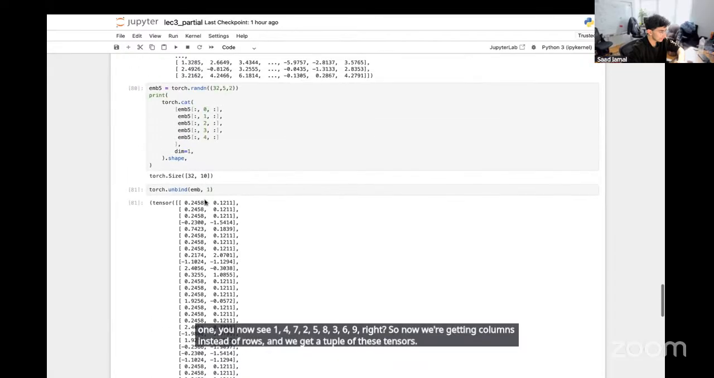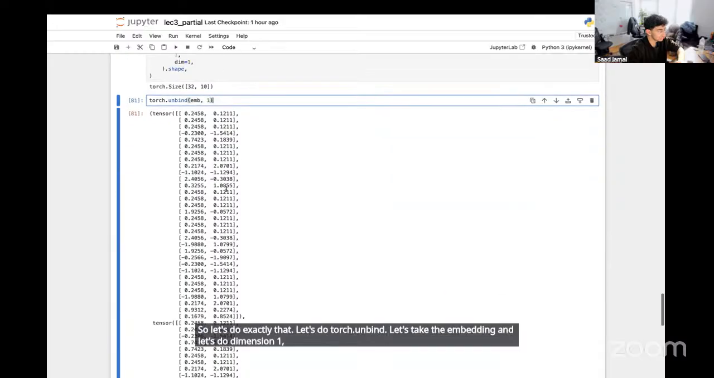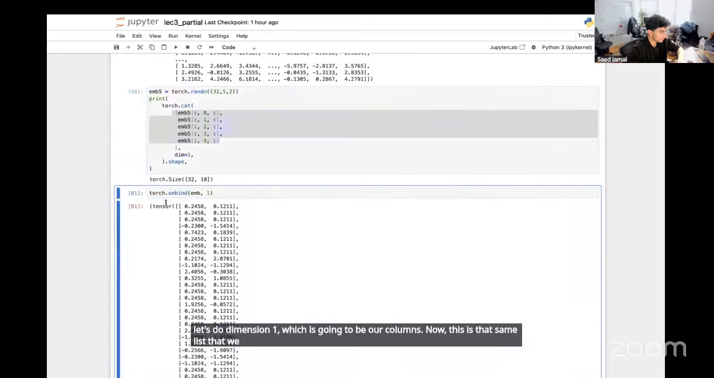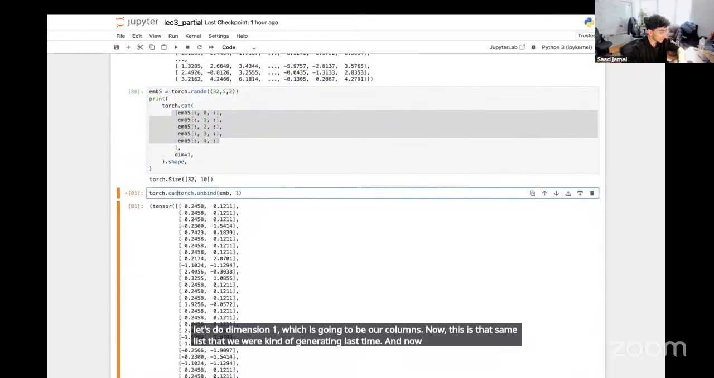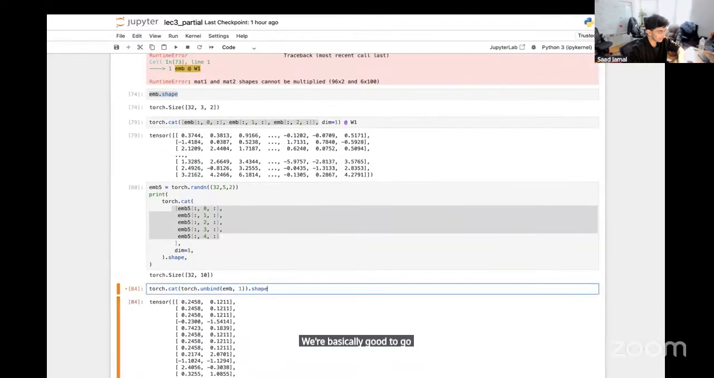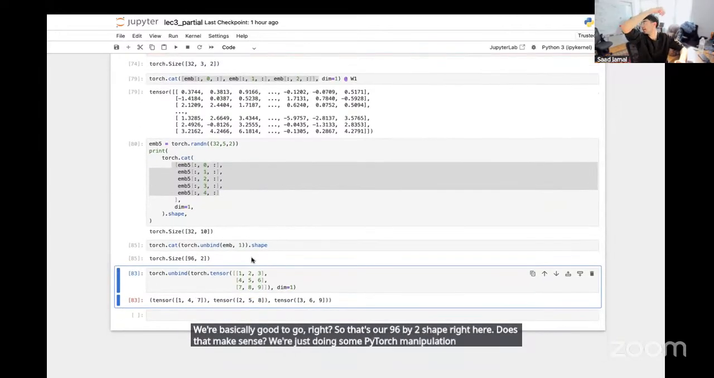So let's do exactly that. Let's do torch.unbind, take the embedding and use dimension 1, which is going to be our columns. Now this is that same list that we were generating last time. And now if I do torch.cat of this, we're basically good to go. That's our 96 by 2 shape right here. Does that make sense? We're just doing some PyTorch manipulation of tensors.